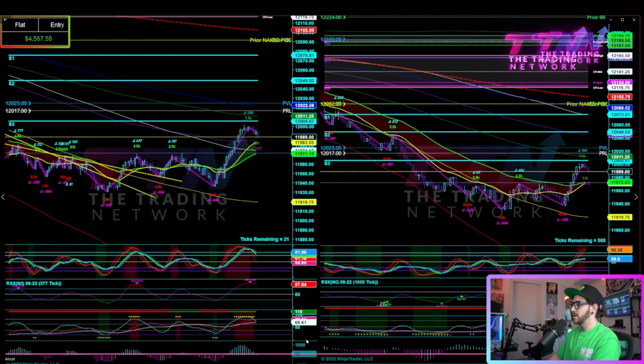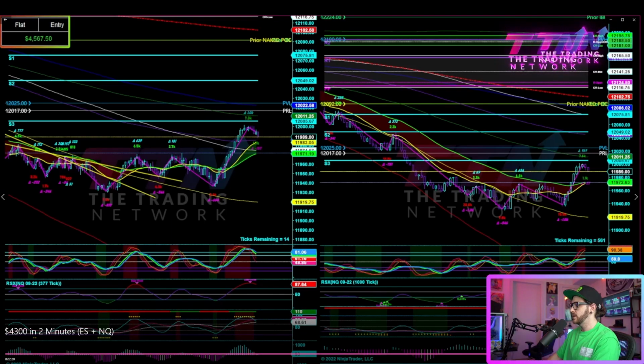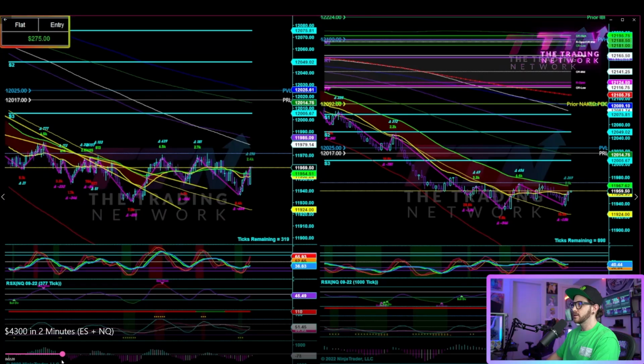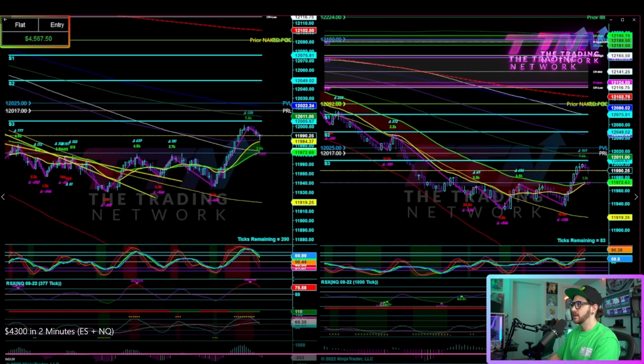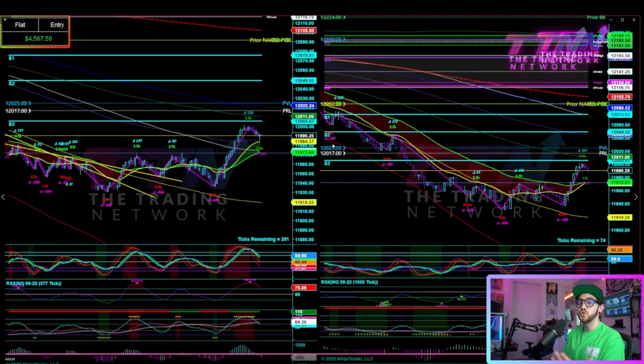So that is basically the gist of it. If we rewind here, you can see when I started this trade, I was up 275, and then after both of those trades were closed, a little over $4,500 profit there. So call it $4,200, $4,300 profit in a matter of 2 minutes.